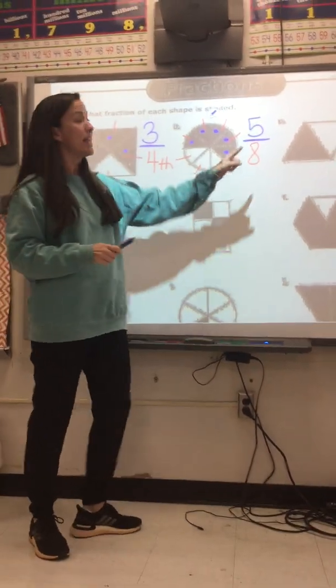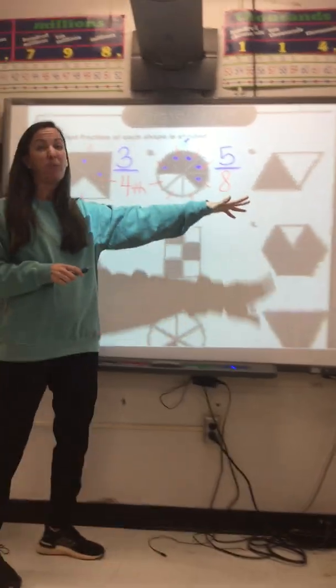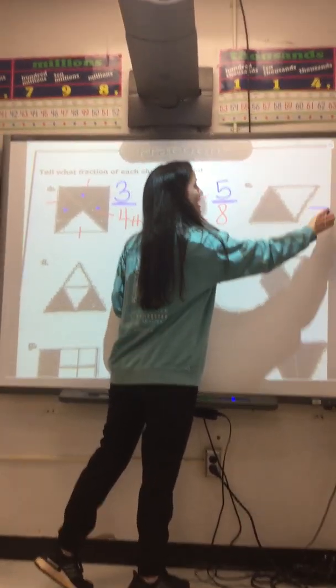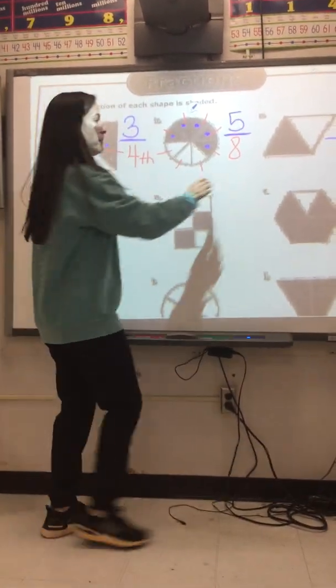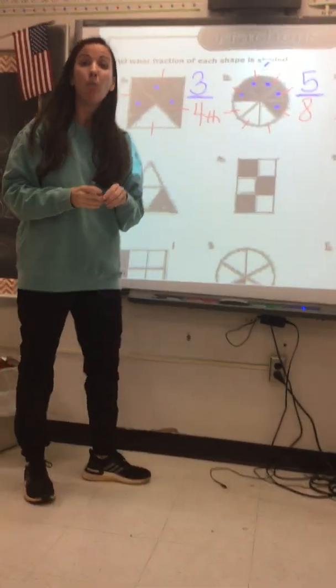All right, look right here, this next one. This is an odd shape. We may not see it a lot, but we still need to be exposed to it. Let's count how many pieces we have shaded. Oh, let me draw my line. All right, we ready? We have 1 piece shaded. So we know we're going to have that 1 there.